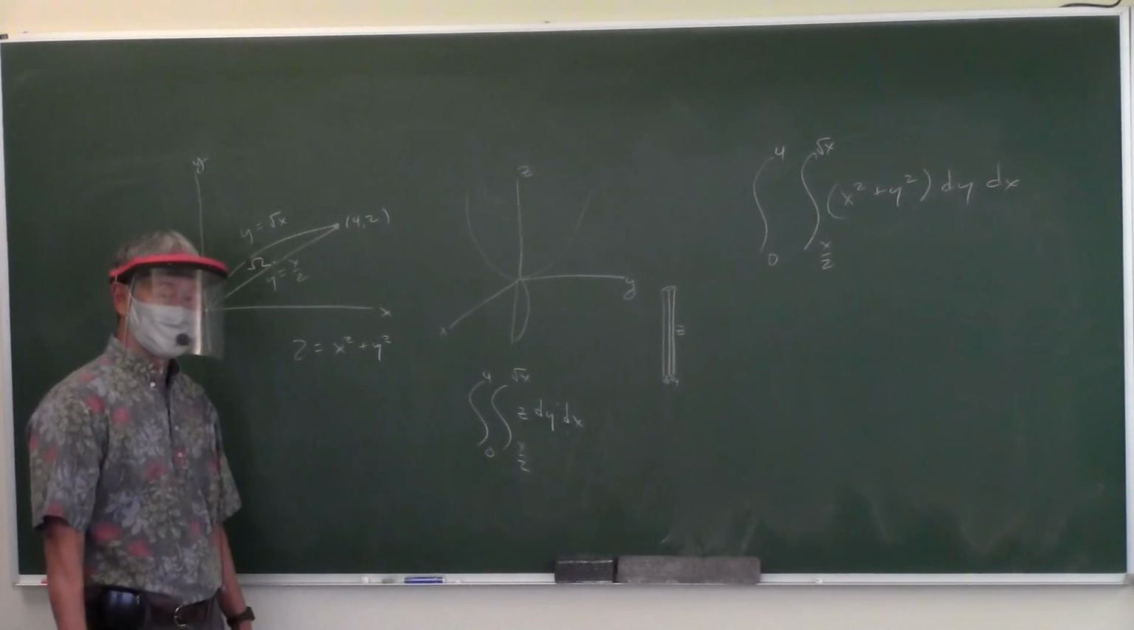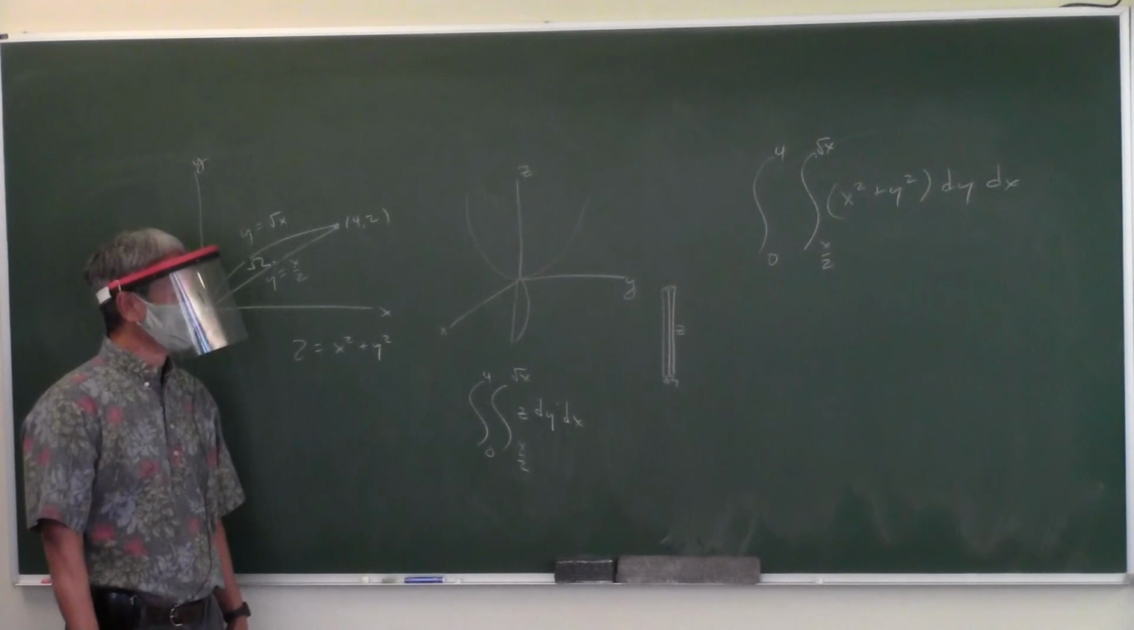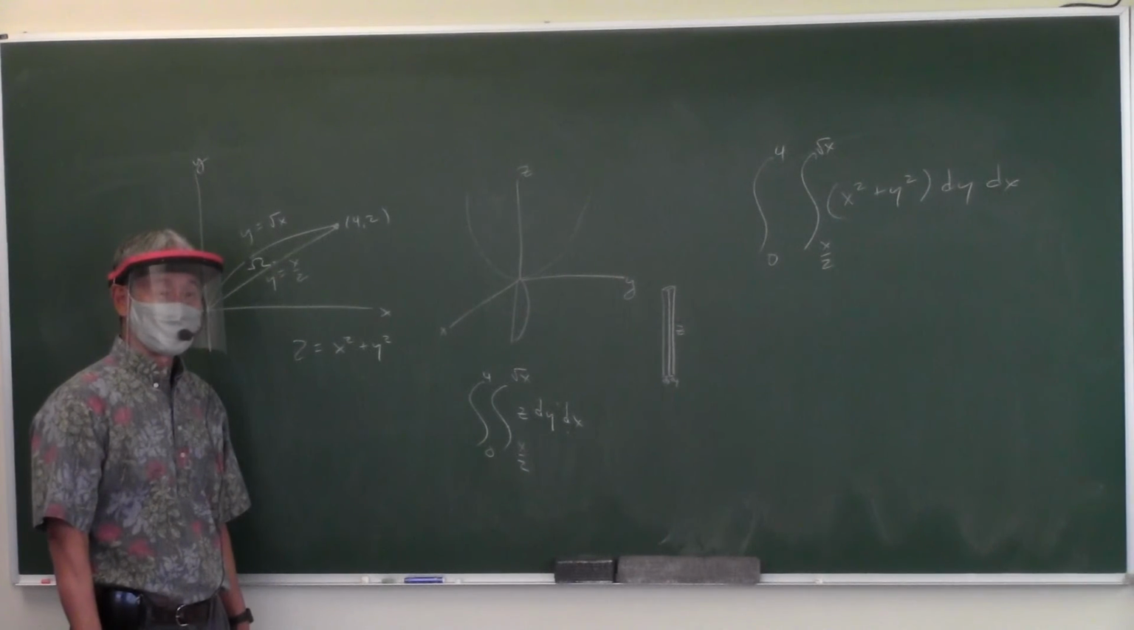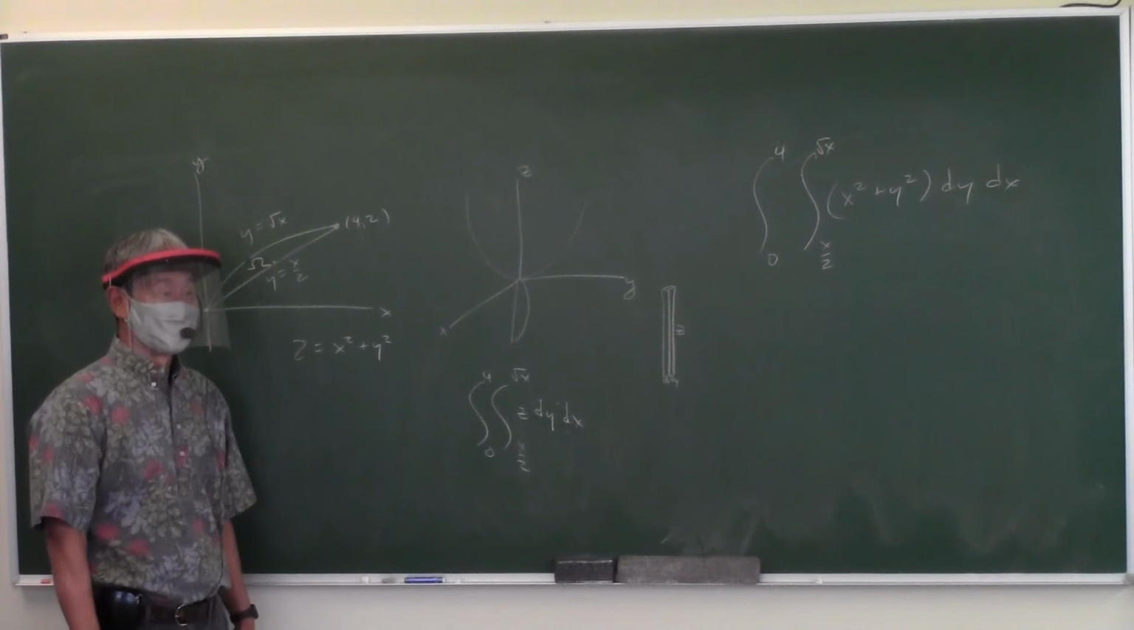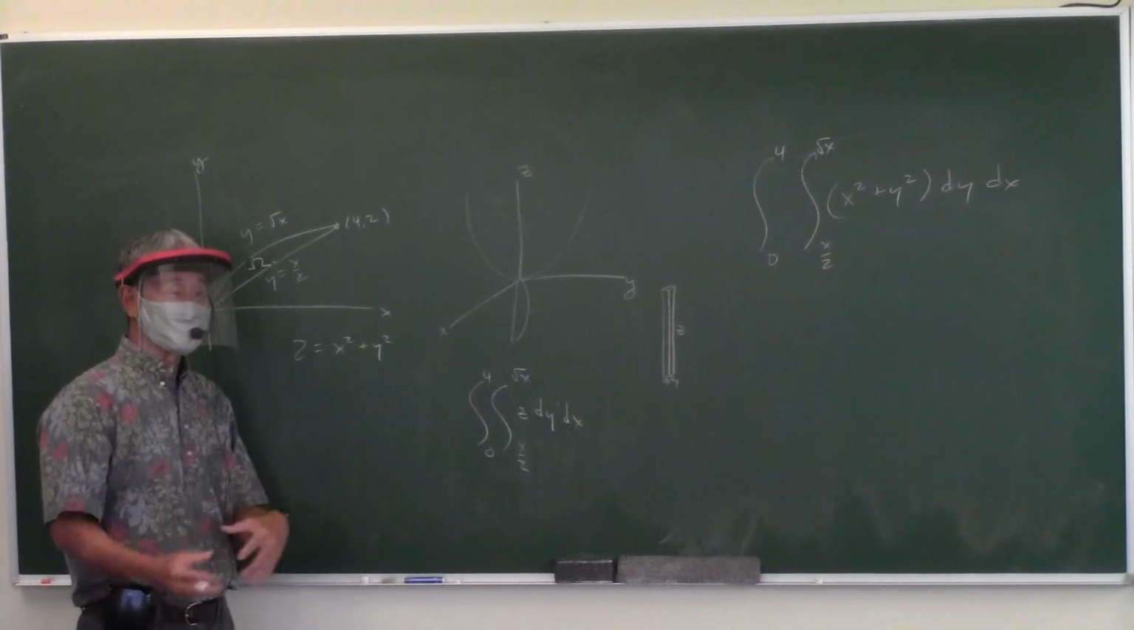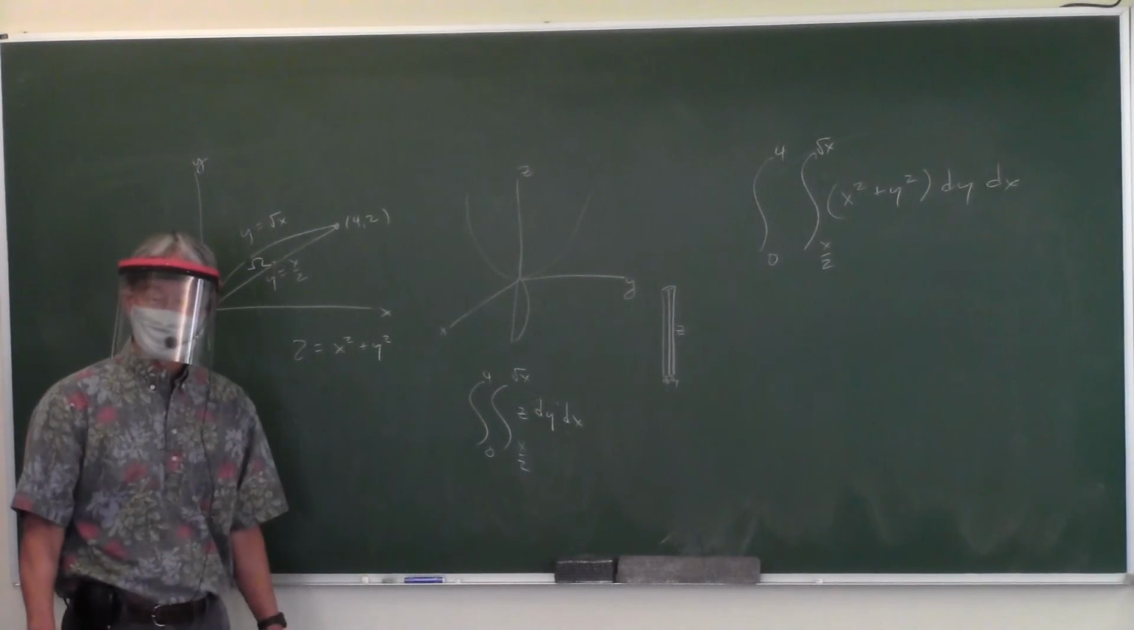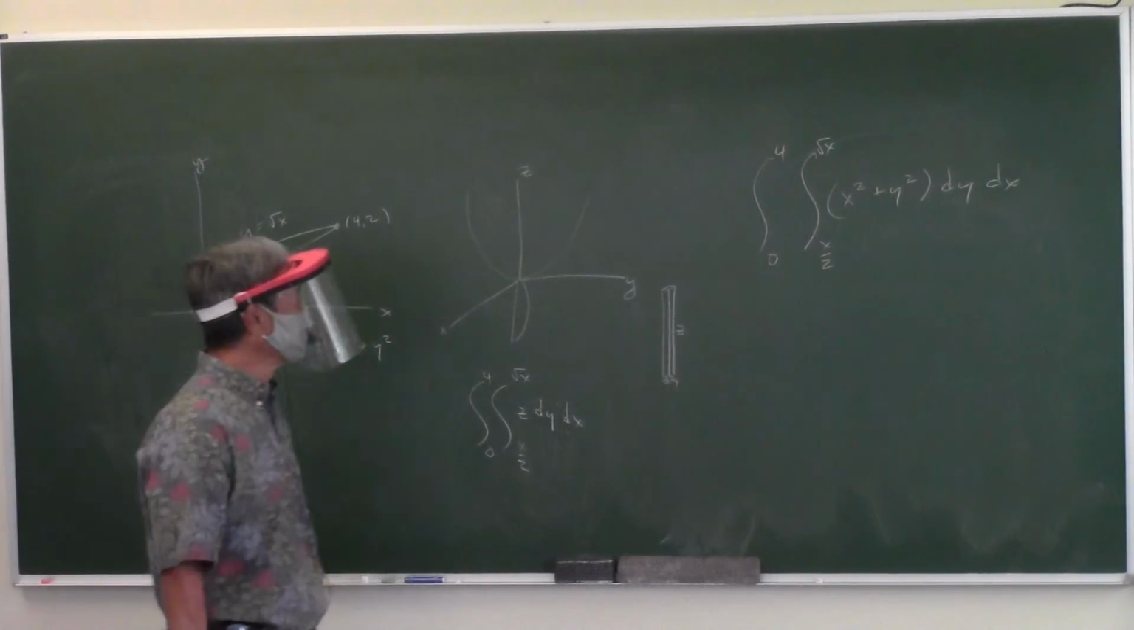And then can you see where this is headed? Then we're going to do polar, and then we go to cylindrical and spherical coordinates in 3 dimensions. That's what's going to happen.